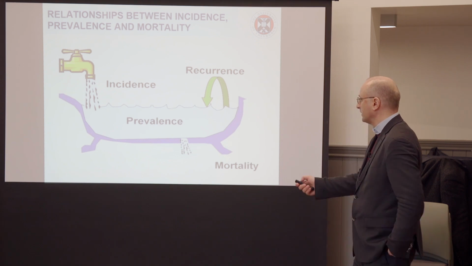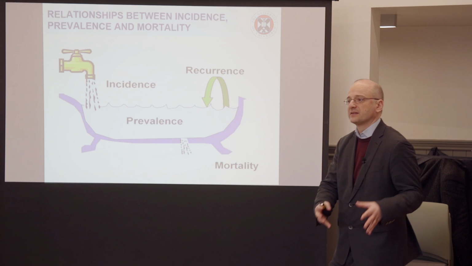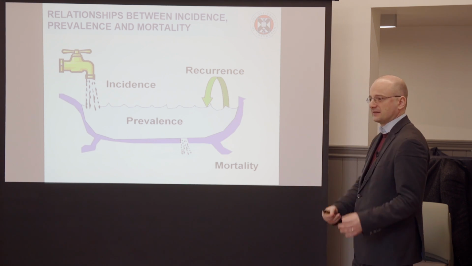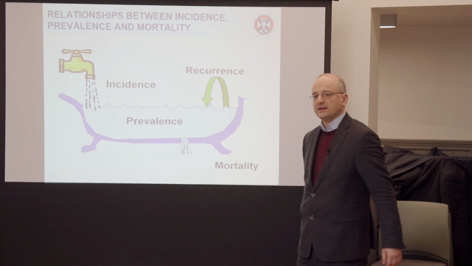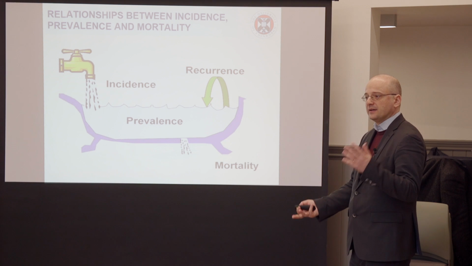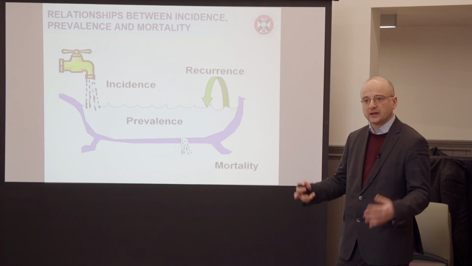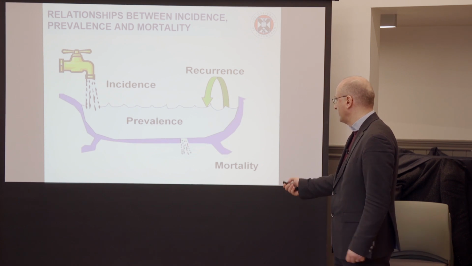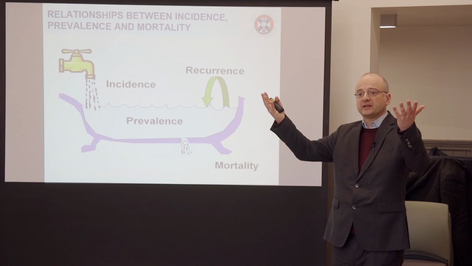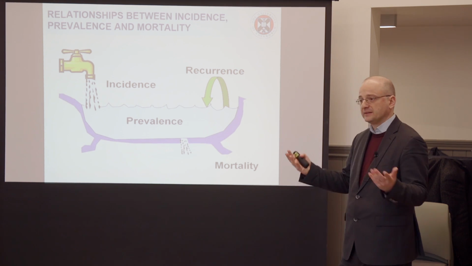So you can think of it as a bathtub. The incidence is, as we say, cases arising, so the water coming into a bathtub. Mortality is, again, cases leaving, people dying. And then the prevalence is really going to be the difference between those two. If you have a lot of water coming in, like from a fire hose, and very little coming out, then the prevalence is going to build up, like with dementia, or maybe not dementia, but some other disease.